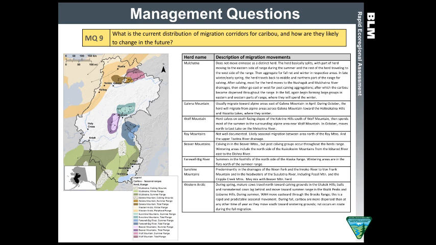The Mulchatna herd, I'm going to get the numbers wrong, 30,000. The Western Arctic herd is obviously the largest herd in the REA, but they're not breeding in the REA. They're just touching it in the wintertime.